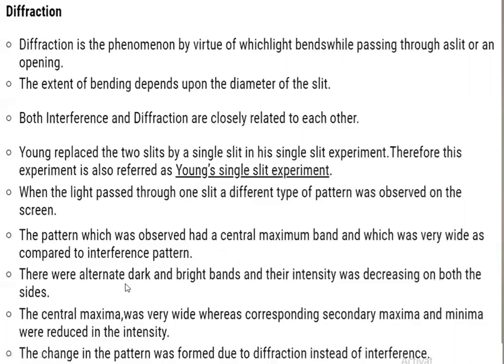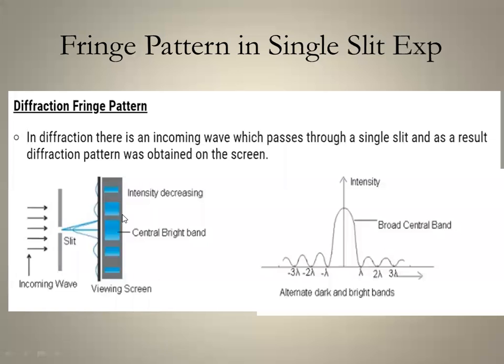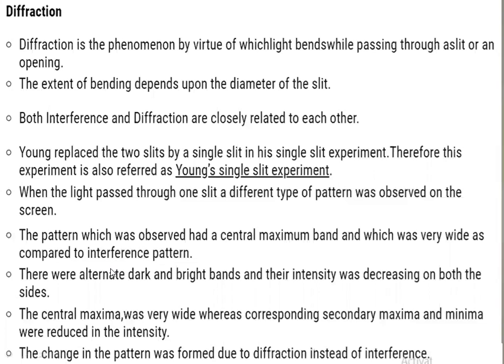So there were alternate dark and bright bands, and their intensity was decreasing on both the sides. So the central maxima was very wide, whereas the corresponding secondary maxima and minima were reduced in intensity. The intensity keeps on reducing. This intensity is maximum in the center, and the secondary maxima and minima keep on reducing in intensity. So the change in the pattern was formed due to diffraction instead of interference.